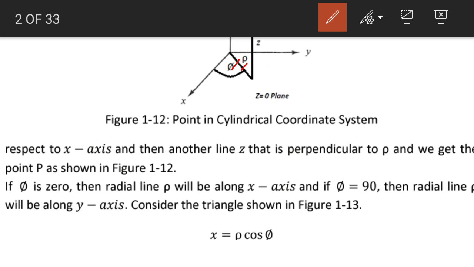So the location of rho depends upon this angle phi. If phi is 0, rho will be along the x-axis. If phi is 90 degrees, rho will be along the y-axis. If phi is 180 degrees, then rho will be along the negative x-axis, and so on. So the location of this line rho depends upon the angle phi.